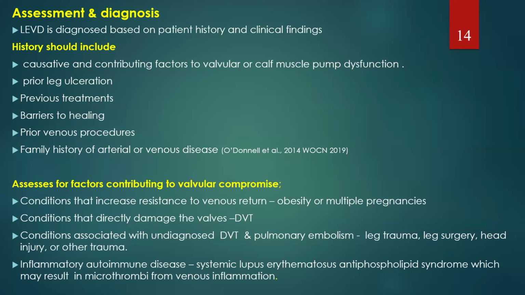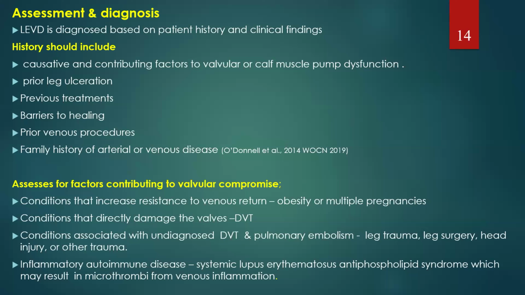Find out about previous treatments, as the patient has any history of stripping of varicose veins, any surgical procedures which have been done, any family history of arterial or venous disease, because some of these also go in their family histories. Most of the patients tell you that my dad had this, my uncle had that.